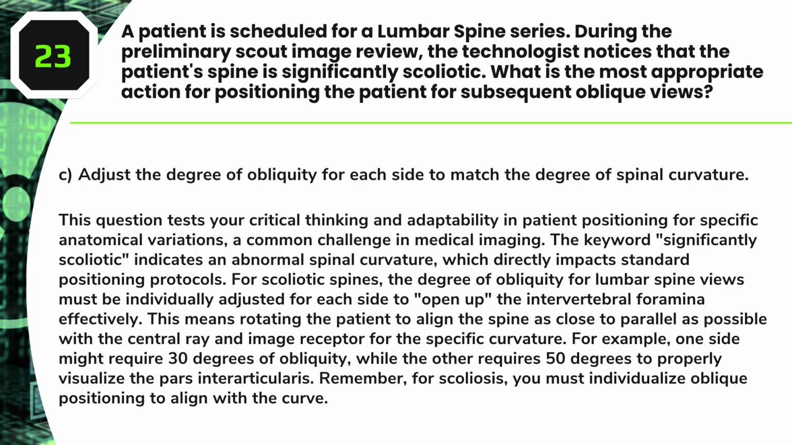For scoliotic spines, the degree of obliquity for lumbar spine views must be individually adjusted for each side to open up the intervertebral foramina effectively. This means rotating the patient to align the spine as close to parallel as possible with the central ray and image receptor for the specific curvature. For example, one side might require 30 degrees of obliquity, while the other requires 50 degrees to properly visualize the pars interarticularis. Remember, for scoliosis, you must individualize oblique positioning to align with the curve.